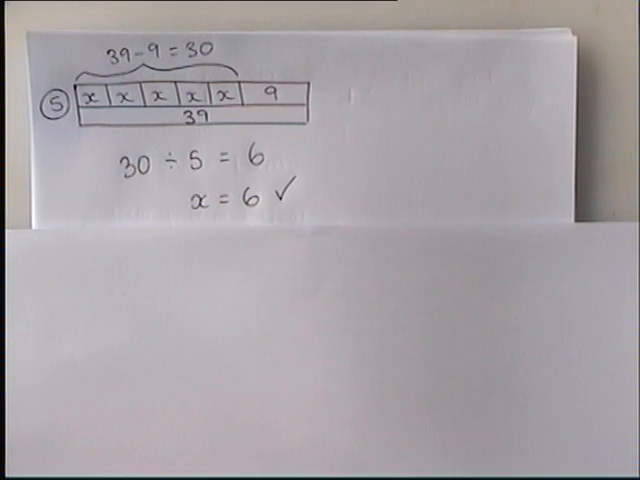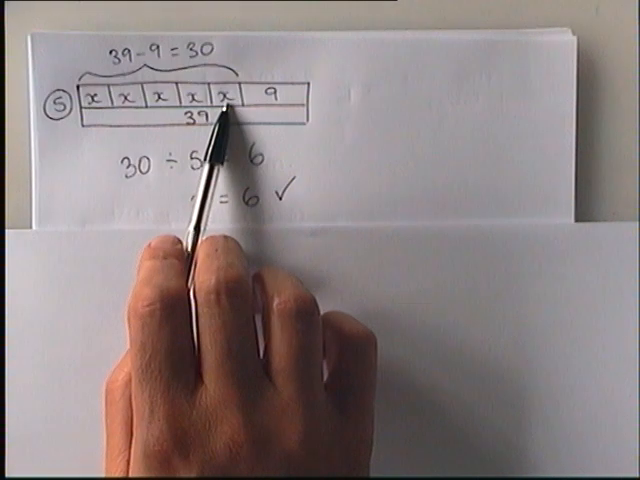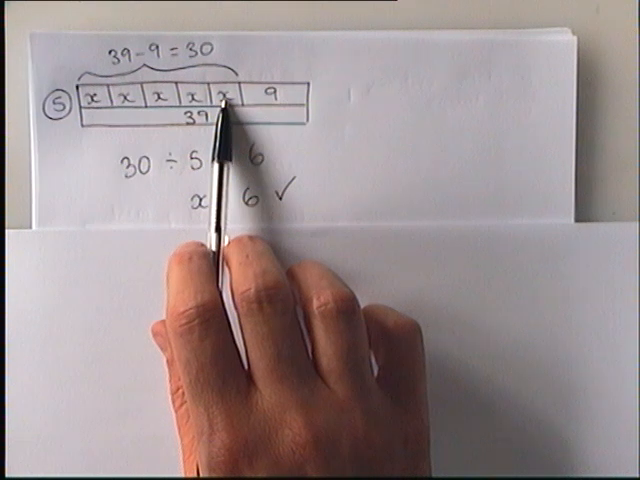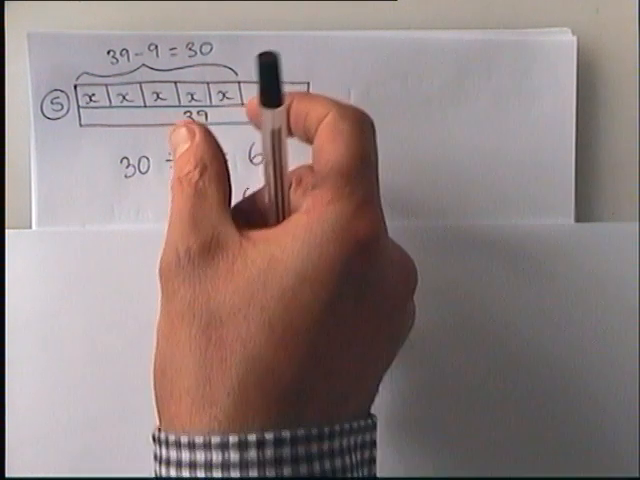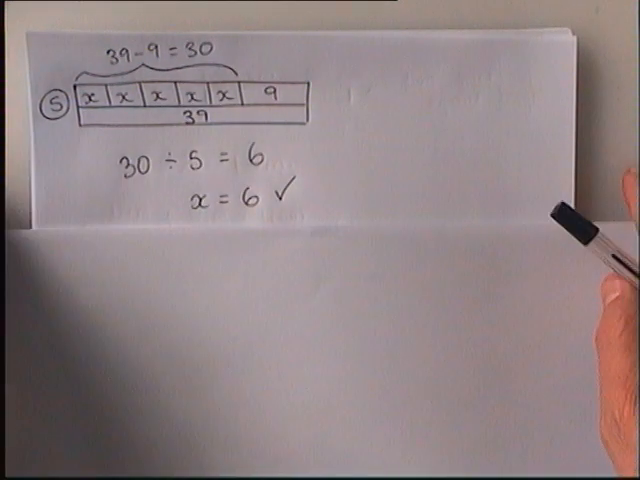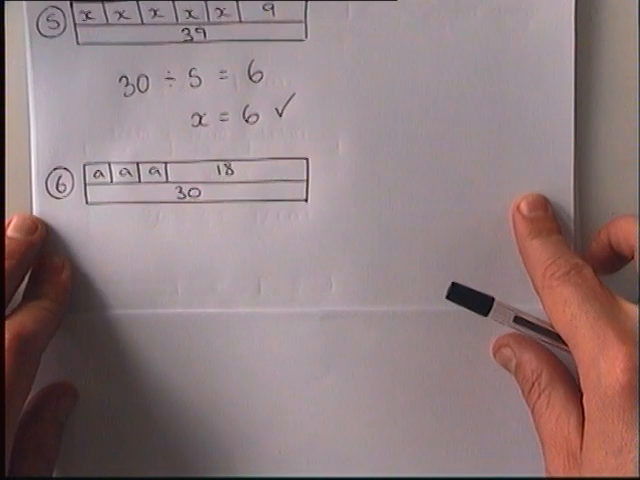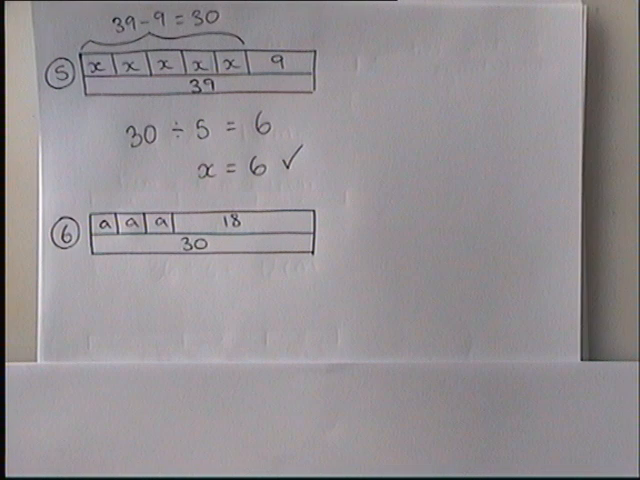Now, what we haven't done so far, but we're going to start from now on, is writing our answer in the correct way. We've got 6, but strictly speaking, we should be saying x equals 6. Let's just check that. 6 plus 6 plus 6 plus 6 plus 6 is 30, plus 9 makes 39. So that x must stand for the number 6. If you like, the length of that bit must be 6 units.